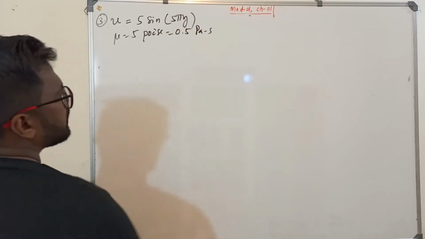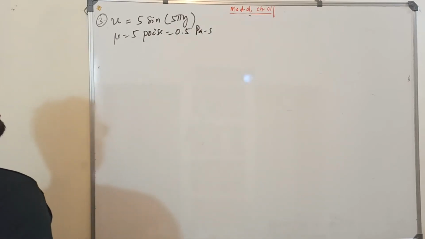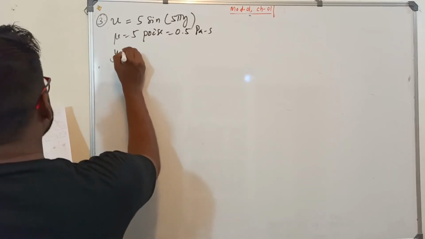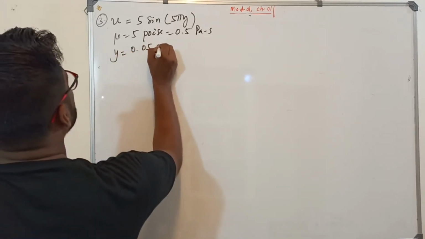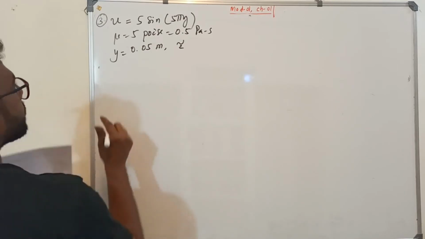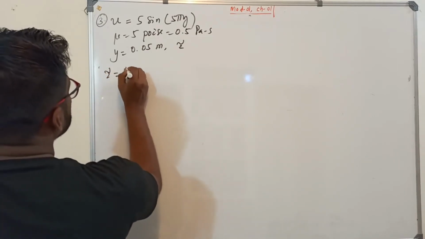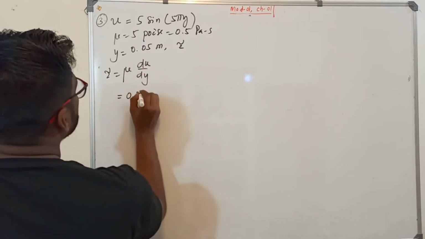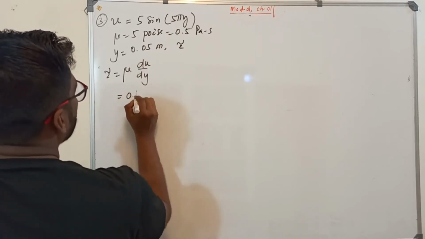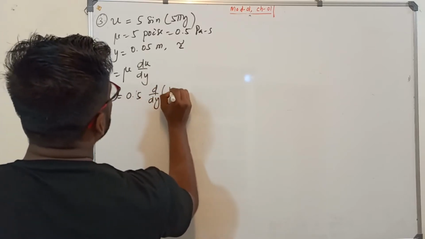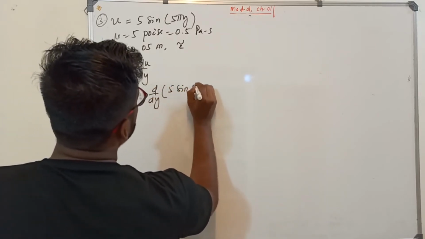We know 1 Pascal second equals 10 poise, or 1 poise equals 0.1 Pascal second. So they are asking, at y equal to 0.05 meter, what is the value of tau? Tau is equal to mu du by dy. Mu is 5 poise, that is 0.5 Pascal second, into d by dy of 5 sin 5 pi y.